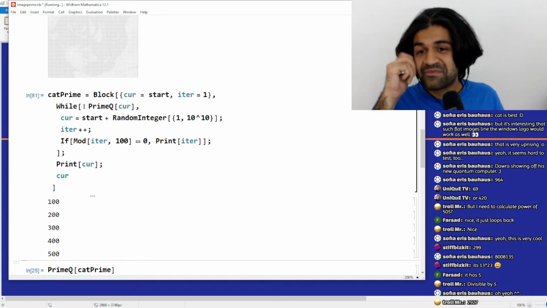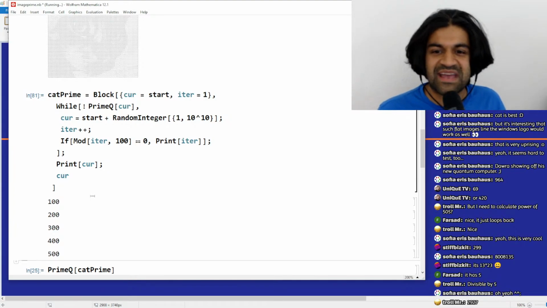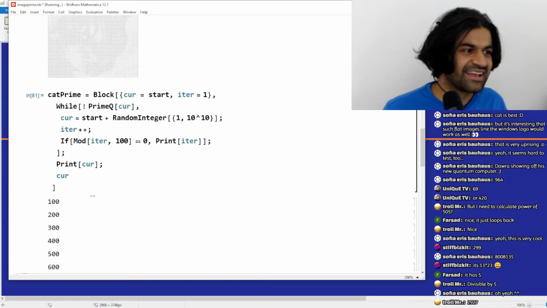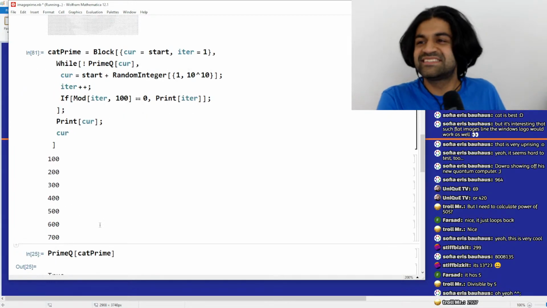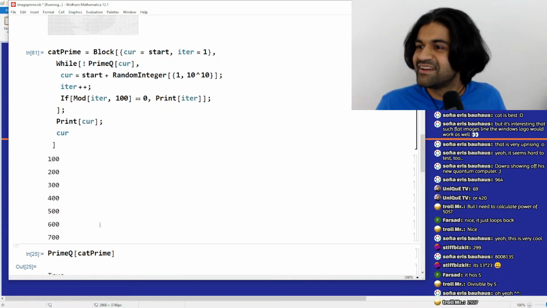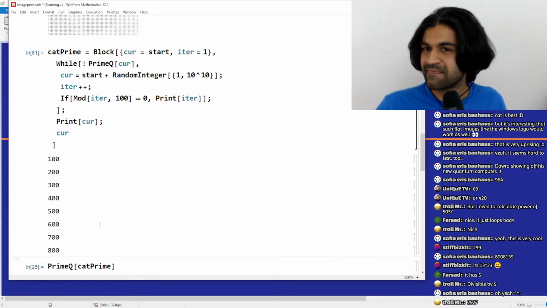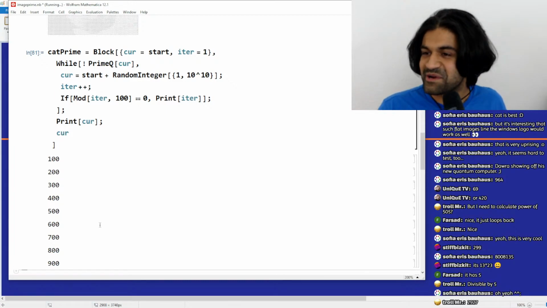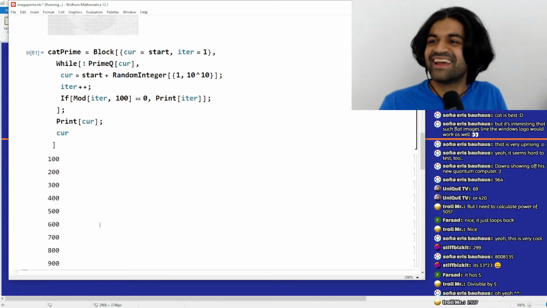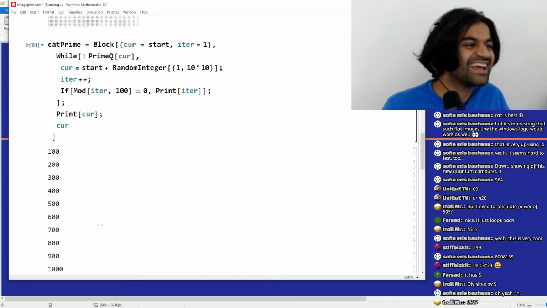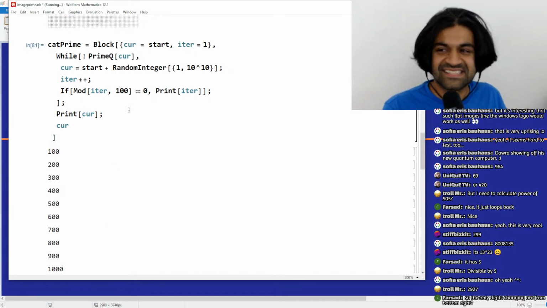I'm always amazed by stuff like this. That's insane. It's already done with 600, it's guessed 600 numbers that are all 4,900 digits long, and it has already tested whether they're prime or not. Come on. How crazy is that? It's insane. It's completely insane.